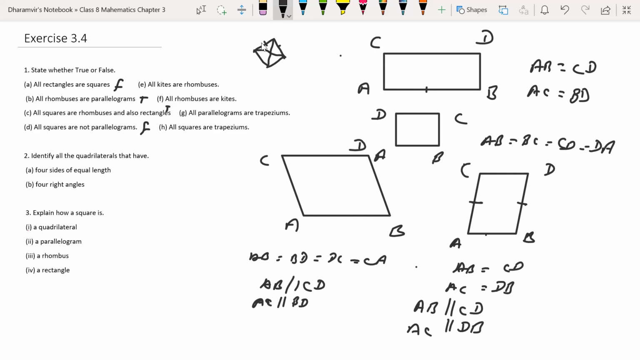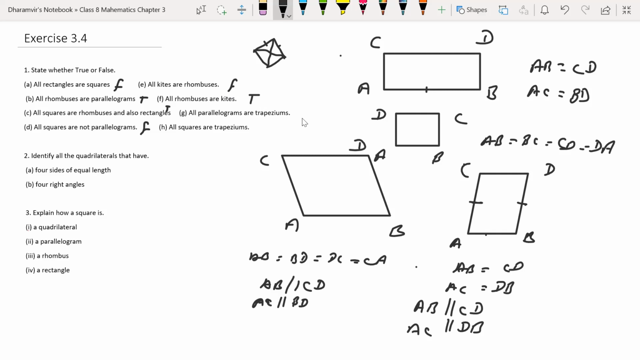Only these consecutive sides are equal, but not all sides are equal. Hence, we can say that all kites are not rhombuses. This is false. All rhombuses are kites. Yes, all rhombuses are kites, but all kites are not rhombuses, as I have told you already.